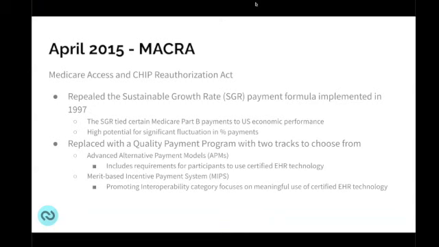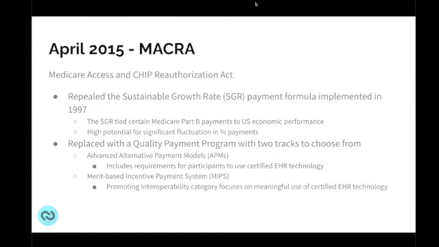It was replaced with a quality payment program, and there were two tracks that you could choose from. And again, when we're talking about individuals choosing these tracks, we're really talking about the eligible professionals, because this is focused on Medicare Part B. There was the Advanced Alternative Payment Models, or APMs, which required that all the participants use certified EHR technology. So that CERT technology that we saw introduced with meaningful use comes back again with this.